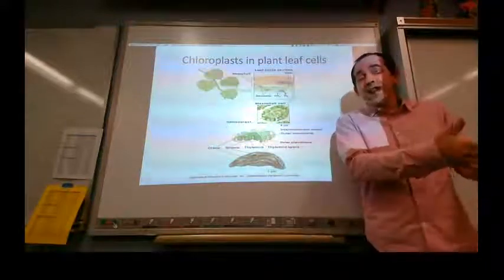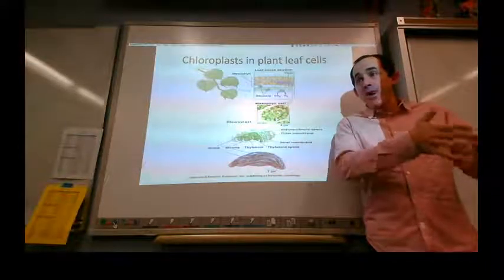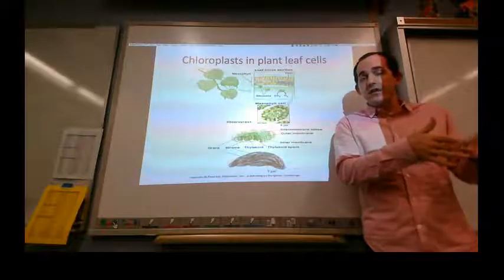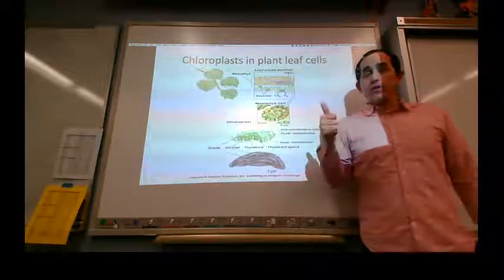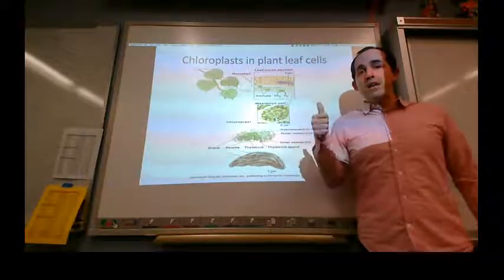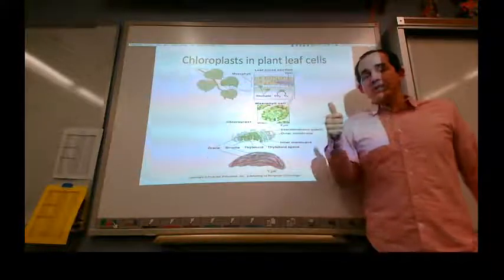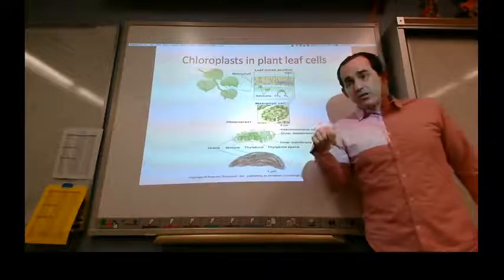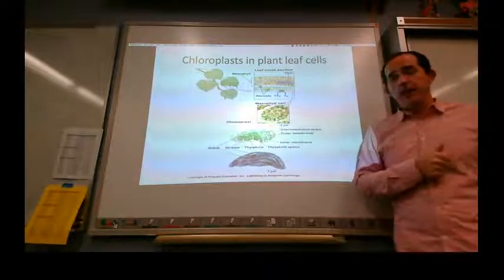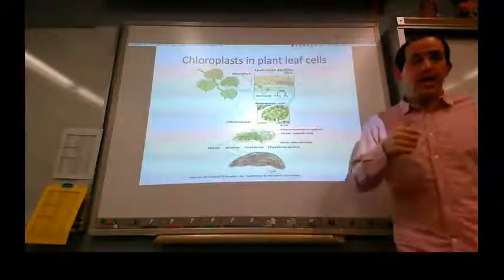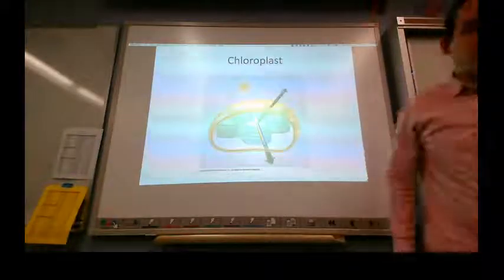Okay, so there's another nice little connection to why surface area to volume ratio is so important in living organisms. The more surface area you have, the more membrane you have, the more reactions you can do. Okay, the smaller the volume, the less distance those materials have to move to get to where they're going. Okay, and the chloroplast is a perfect example of that.